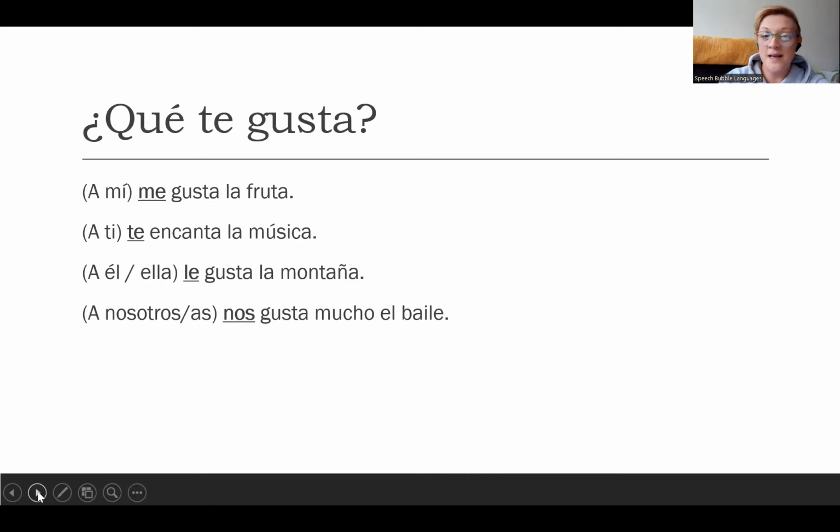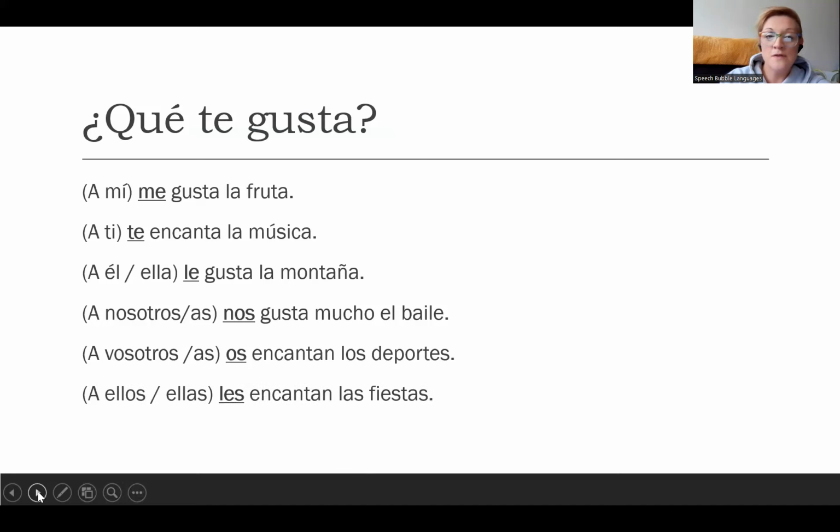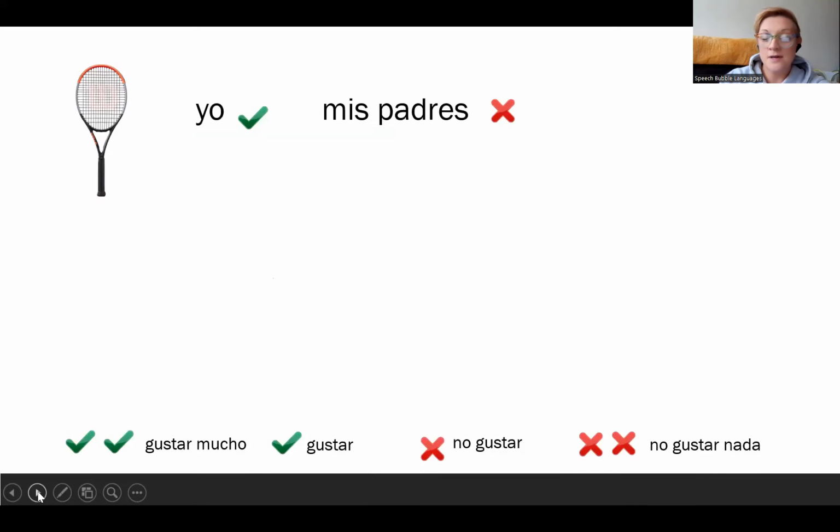Nos gusta mucho el baile. A nosotros, a nosotras, nos gusta mucho el baile. We like dance. Os encantan los deportes. Another verb behaving like the verb gustar. You all love sports. A vosotros, a vosotras, os encantan los deportes. Our final formation of the verb gustar as an example below. Les encantan las fiestas. A ellos o a ellas les encantan las fiestas. They love parties.